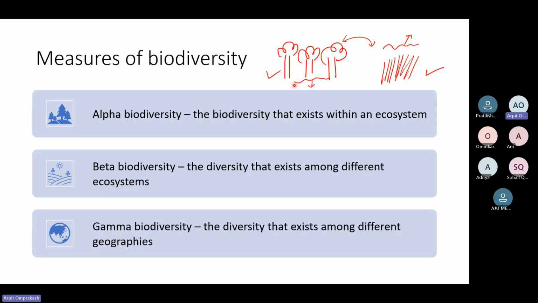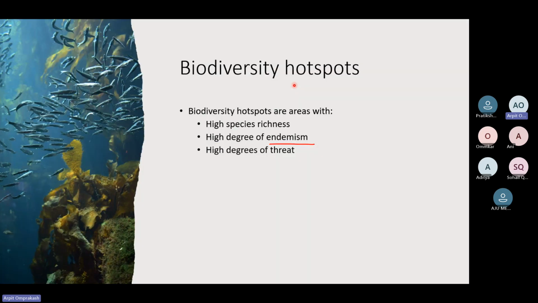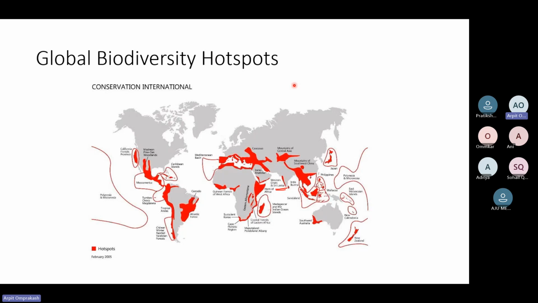Right. Next, we talked about the different measures of biodiversity: alpha biodiversity, beta biodiversity, and gamma biodiversity. Alpha biodiversity is something that exists within an ecosystem. Beta is diversity that exists among different ecosystems, and gamma biodiversity is diversity that exists among different geographies, so in a much larger area. Next, we have biodiversity hotspots, which are areas with high species richness, a high degree of endemism, and high degrees of threat. We have these global biodiversity hotspots present all across the world.